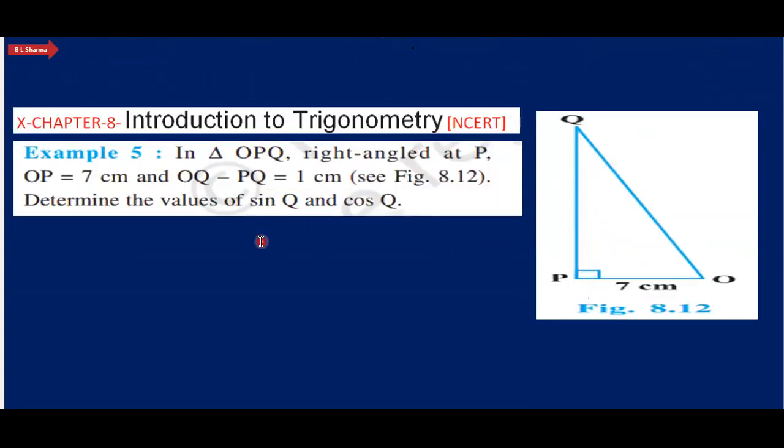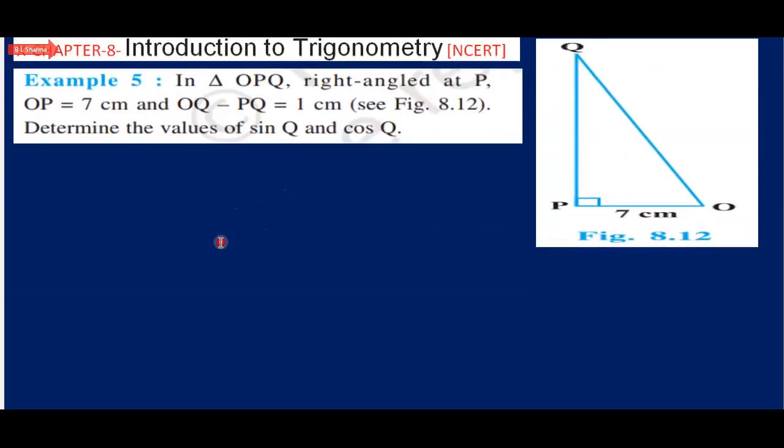Next example, example number 5. Yes. Please read the question carefully. In triangle OPQ, right angle at P. P right angle है, means P का जो measurement है वो 90 degree है. And OP is 7 centimeter. OQ minus PQ is 1 centimeter.